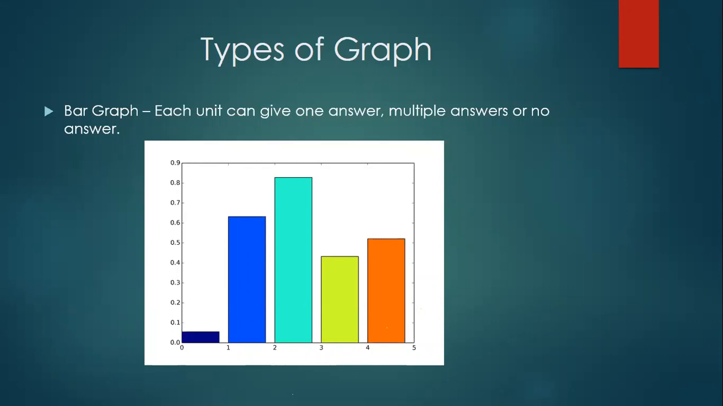In a bar graph, each unit can give one answer, multiple answers, or no answer at all. So we normally use a bar graph when we have qualitative data or categorical data, and we have more than one response. So once it speaks about more than one response and it's dealing with some form of grouping, categorical data, you know that you're using a bar graph. And this is how a bar graph looks.